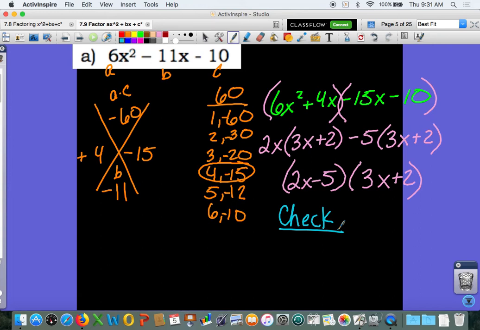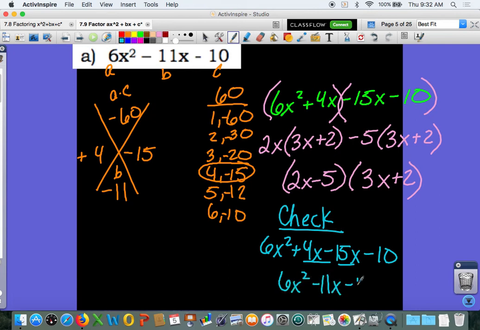2x times 3x gives me 6x squared. 2x times 2 gives me plus 4x. Negative 5 times 3x, negative 15x. Negative 5 times 2, negative 10. Combine those like terms. 6x squared minus 11x minus 10. Does that match the original problem? Yes, it does. So this would be your final answer.